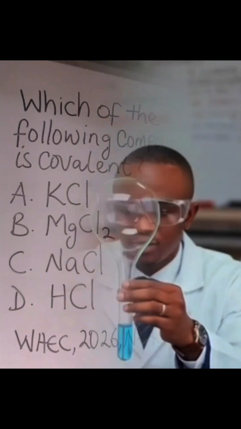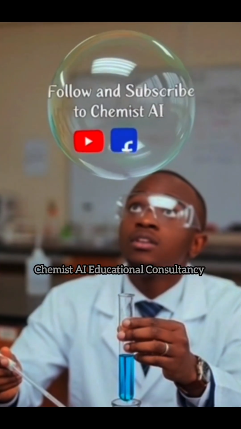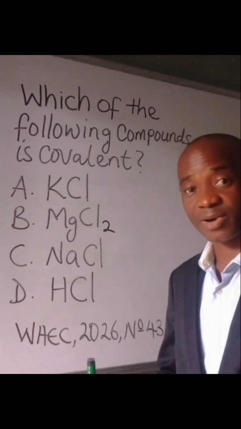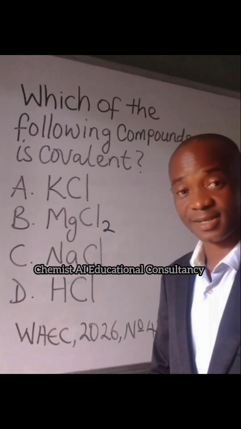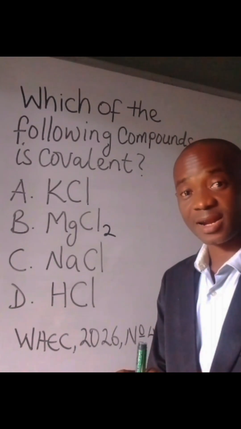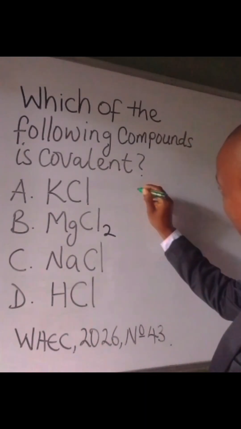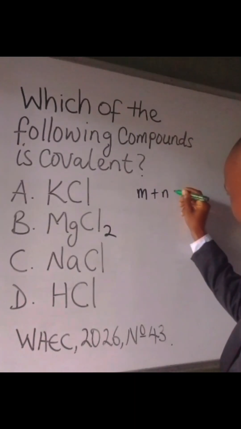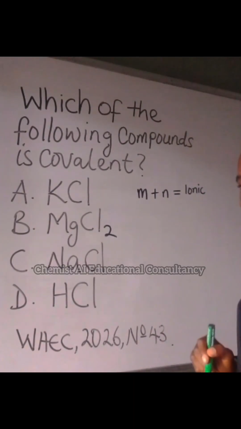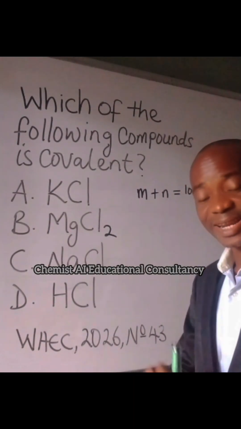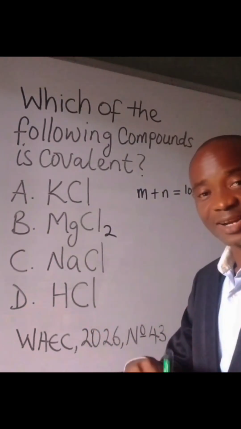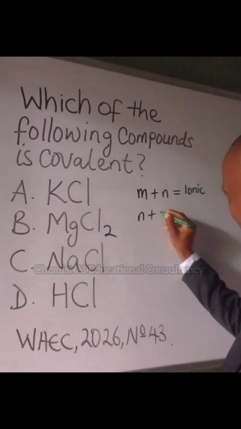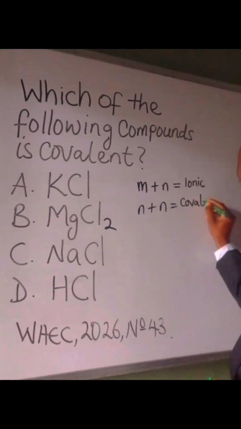How do you notice this? I liken chemical bonding to two types of marriages in chemistry. Marriage number one is between a metal and a non-metal. When a metal marries a non-metal, an ionic compound is formed. Marriage number two is between a non-metal and another non-metal. So when a non-metal bonds with another non-metal, a covalent compound is formed.